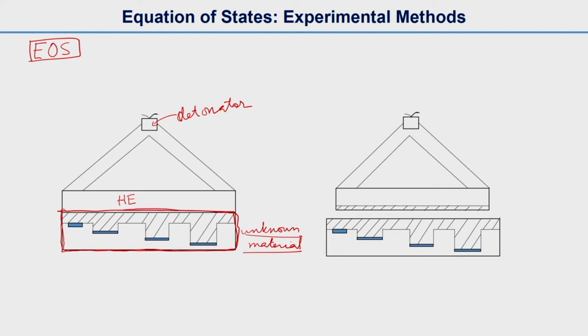This is an arrangement called an explosive lens, used for plane wave generation. We will go through it very briefly, because we discussed the other method, the gas gun method, in detail.